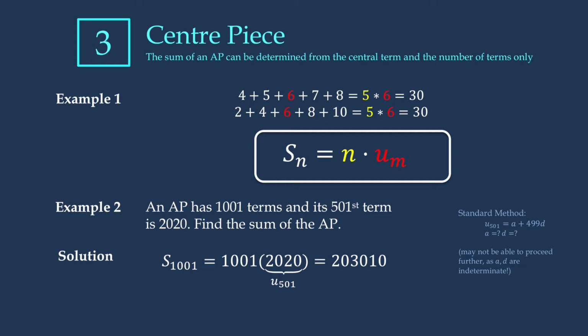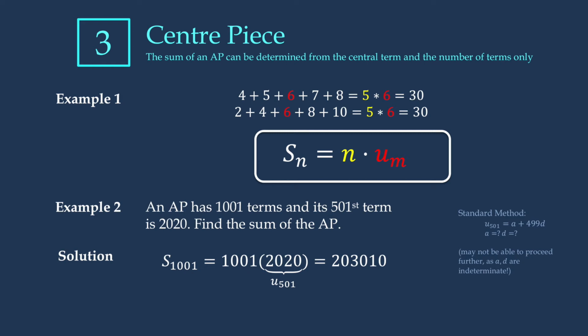We do not really need to know the first term or common difference. In example 2, we have an AP with 1001 terms, and we are told its 501st term is 2020. This is the central term because 500 plus 1 plus 500 equals 1001. We want to find the sum of the AP. Using what we learned earlier, the sum of the AP is n times the central term, i.e. 1001 times 2020, which is 2,022,020.